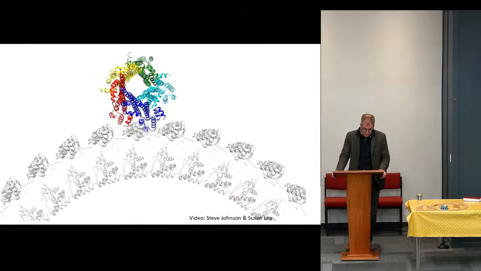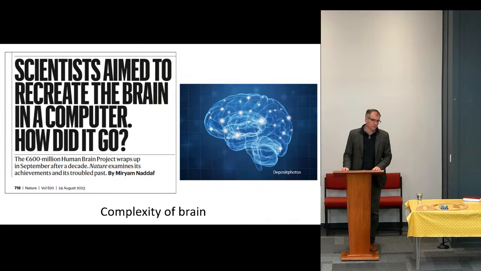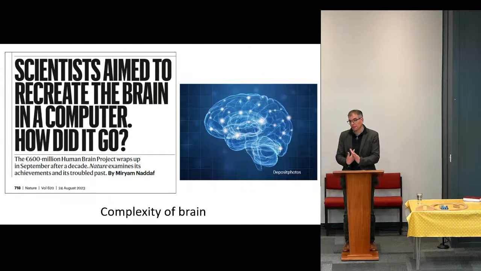And on the next slide, it's also helping us to understand better and better appreciate the complexity of things that we've known about for a long time. For example, the human mind. A few years ago, the EU gave a grant of 600 million euros to a large group of scientists to try to recreate the human mind on a computer.